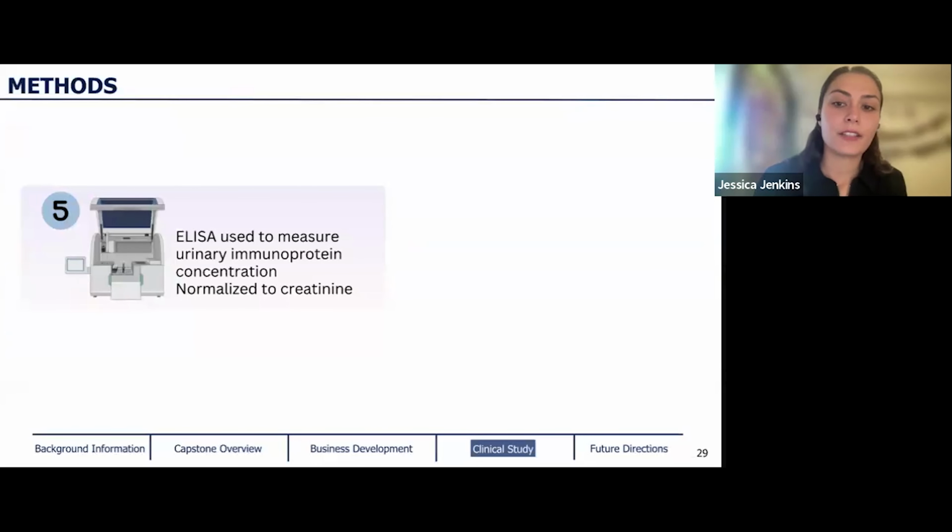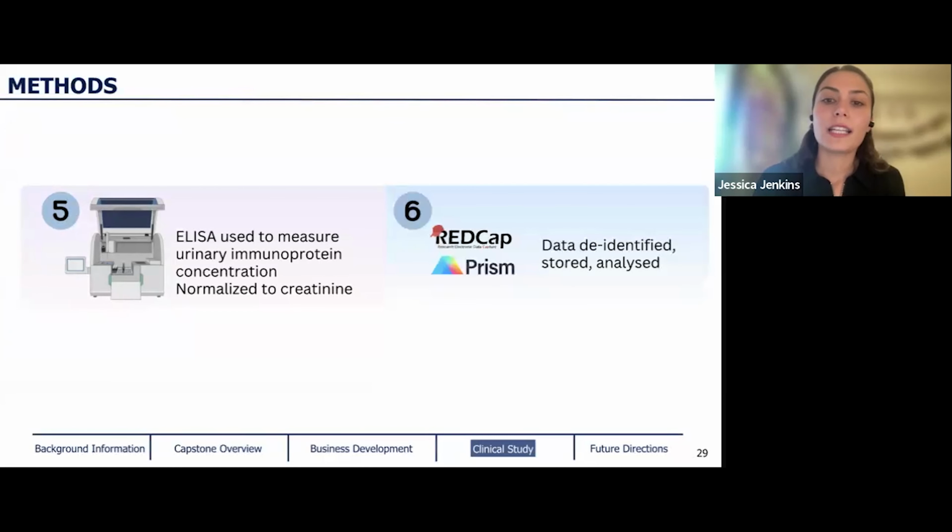After the urine dipstick and urine culture tests, remaining urine samples were analyzed through ELISA to determine the concentration of urinary immunoproteins in the samples. The immunoprotein concentrations were normalized to creatinine to account for concentration differences. All de-identified data was entered into REDCap and analyzed using PRISM.